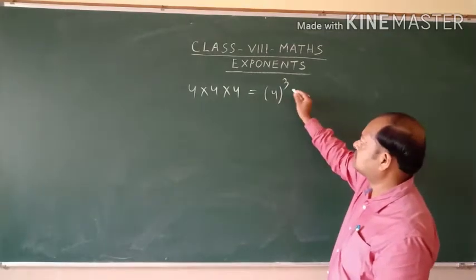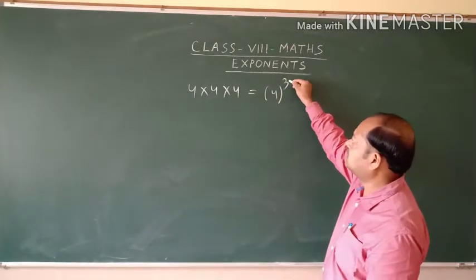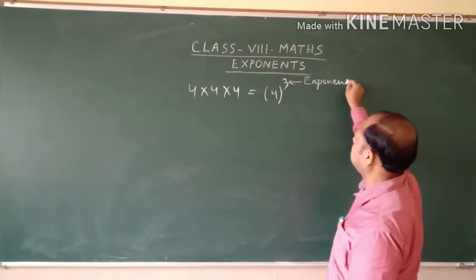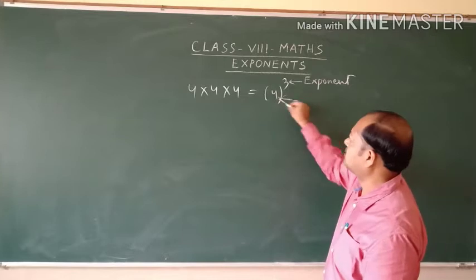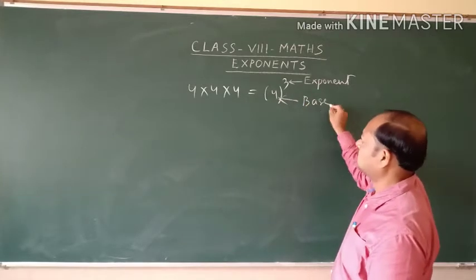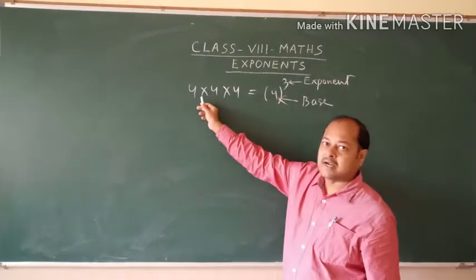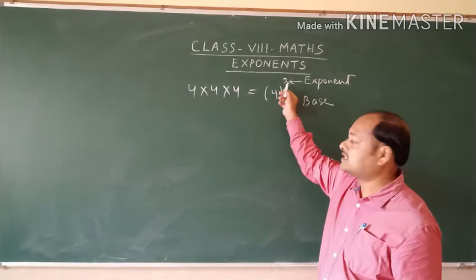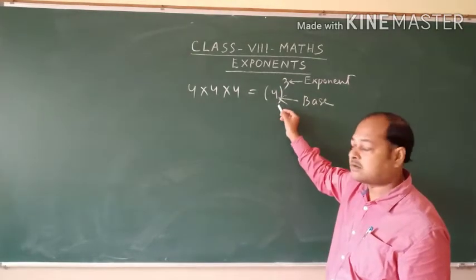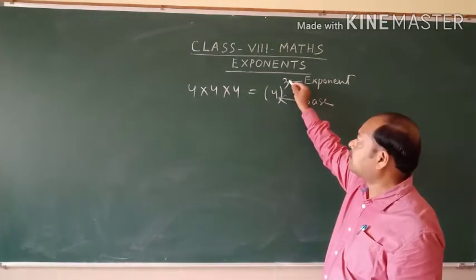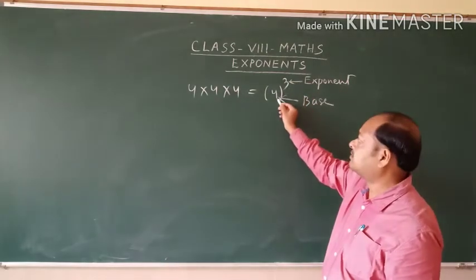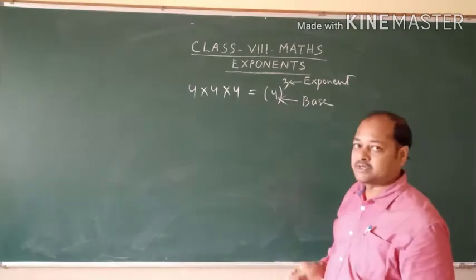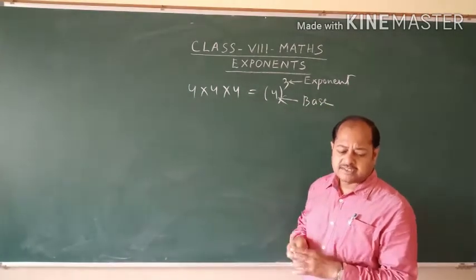In 4 to the power 3, 3 is called the exponent and 4 is called the base. So if a number is multiplied by itself again and again, it is written in exponential form. Here the power is called the exponent and the base is called the base. So 4 is the base here and 3 is the exponent. Okay, let's see more examples.